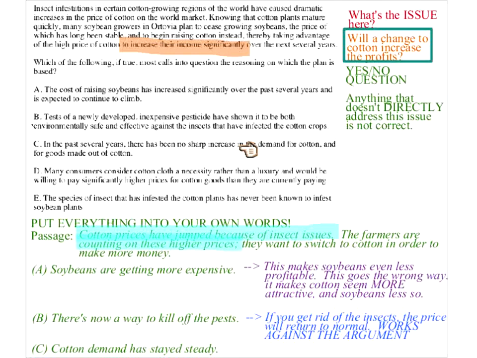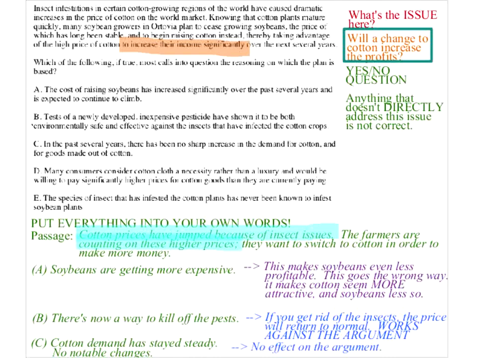So, if there was no increase in the demand, then growers wouldn't make as much money. But it doesn't say decrease, right? It doesn't say that it'll go down. It just says that there's no notable changes. So you can't take no increase to mean decrease. It's just what it is. No notable changes. So this doesn't have any effect on the argument.